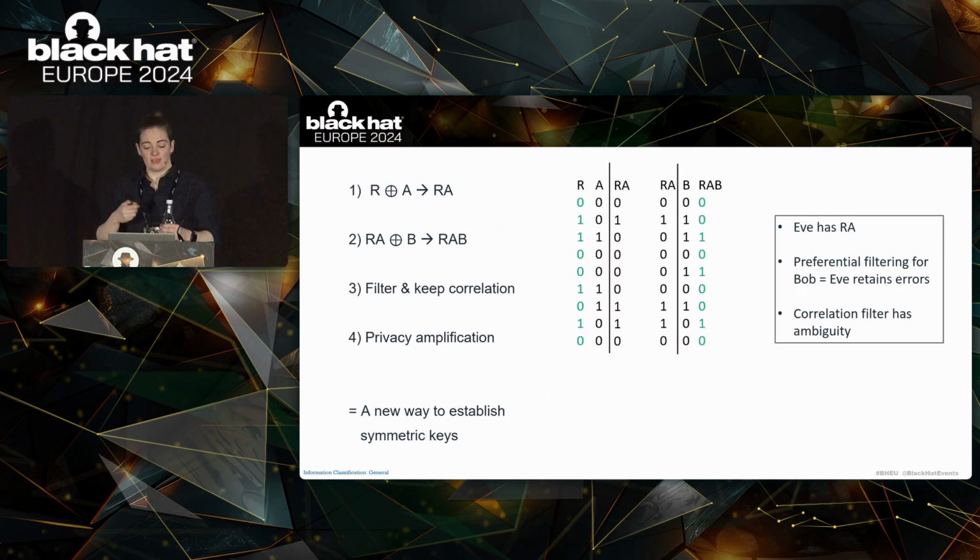So we now have a new way to think about our keys and making symmetric keys. So to recap, we take some random numbers R.